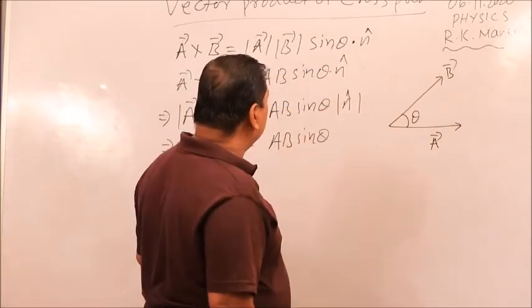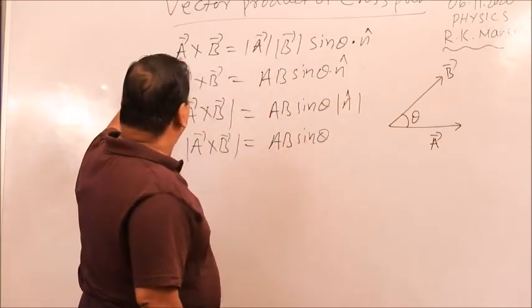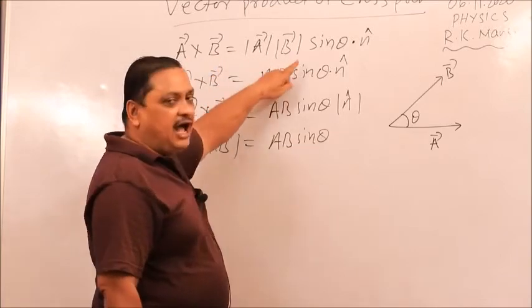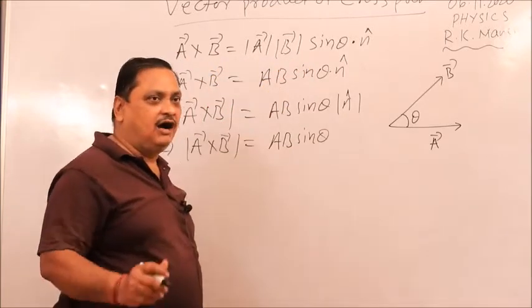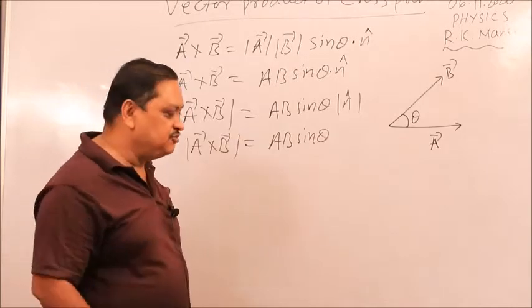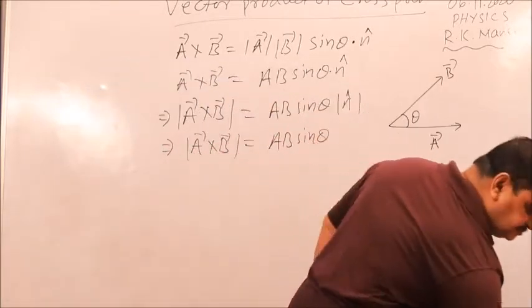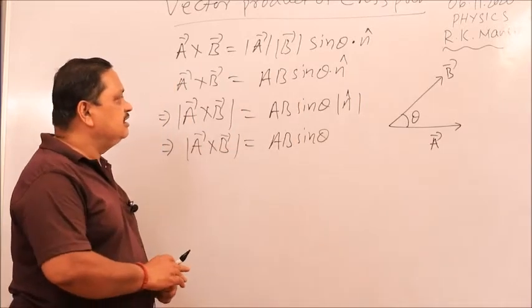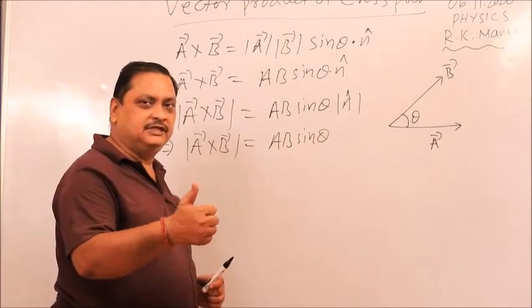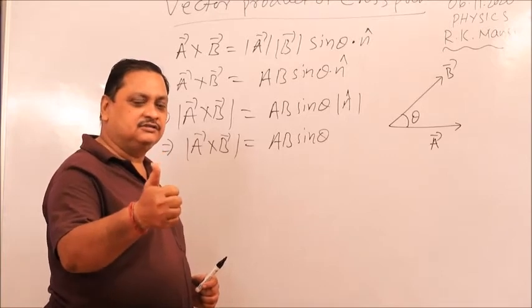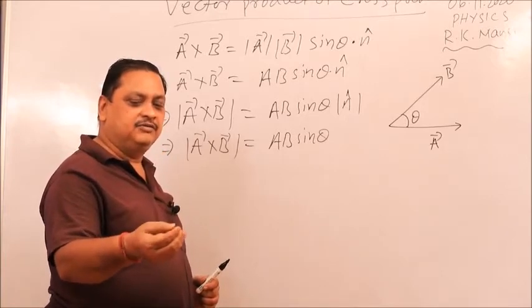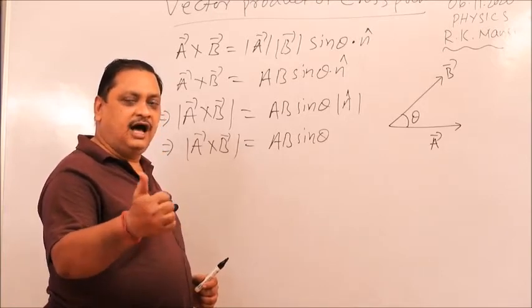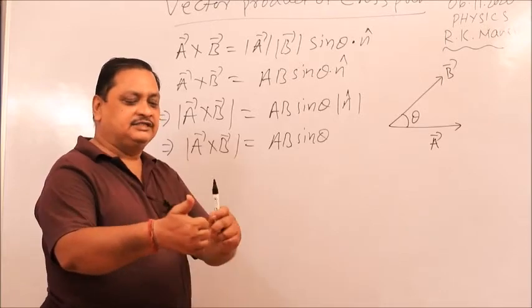Now the very important factor is that A cross B gives another new vector. So how do we find the direction of the new vector? There are two rules. One is the right hand thumb rule. You just mark these four fingers in the anti-clockwise direction.